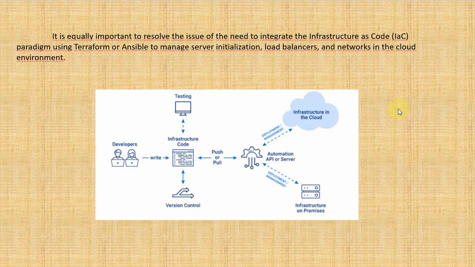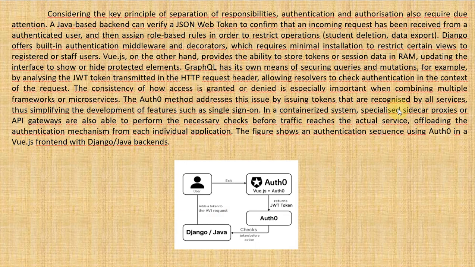It is equally important to resolve the issue of the need to integrate the infrastructure as code paradigm using Terraform or Ansible to manage server initialization, load balancers, and networks in the cloud environment. Considering the key principles of separation of responsibilities, authentication, and authorization also require due attention. A Java-based backend can verify a JSON web token to confirm that an incoming request has been received from an authenticated user and then assign role-based rules in order to restrict operations.